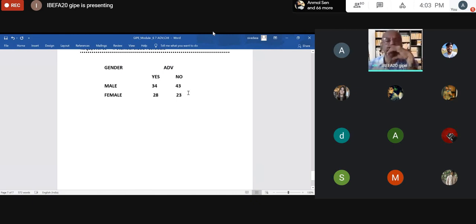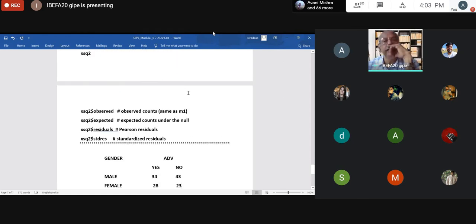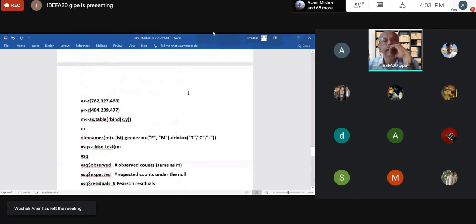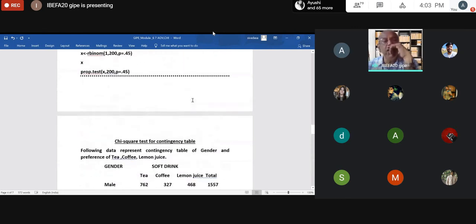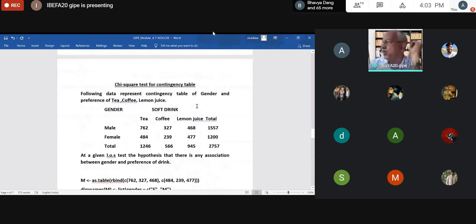Do you follow the survey? Yes, sir. So here arithmetic mean is not possible. We have to use the chi-square test. So where will the chi-square test be used? Chi-square test will be used when the data is a count data from string variables, categories, non-numeric, and so on.